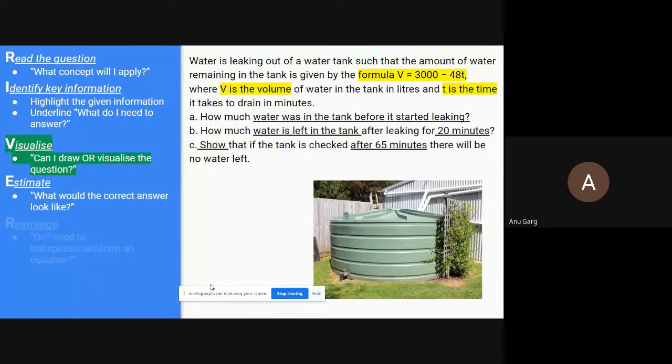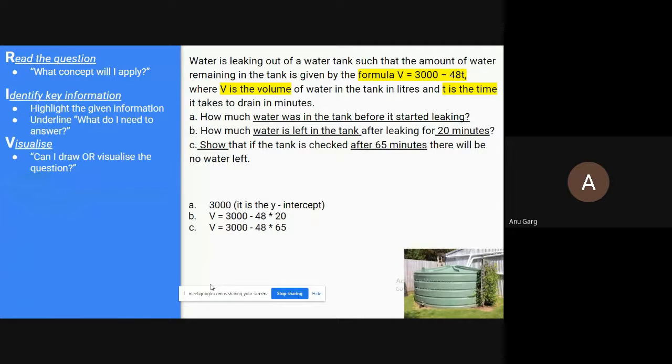And then the next is your estimate. If I go to my next slide, you're estimating what the correct answer would look like. For the first one, how much water was in the tank before it started to leak? When I look at my equation, I can see the equation y equals mx plus c, where c is your y-intercept. So I can think, maybe the time is 0 here, before it starts to leak, and the volume V would be 3000. Start estimating the answer.